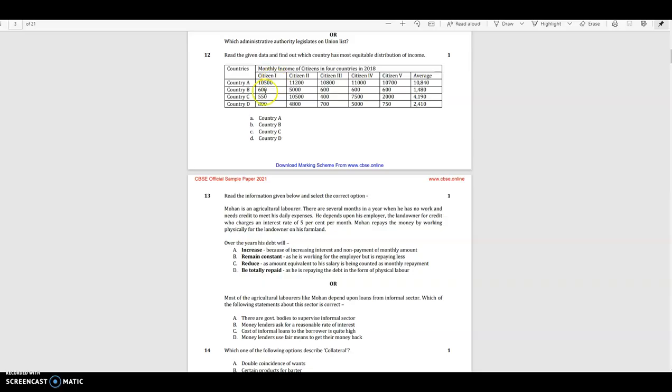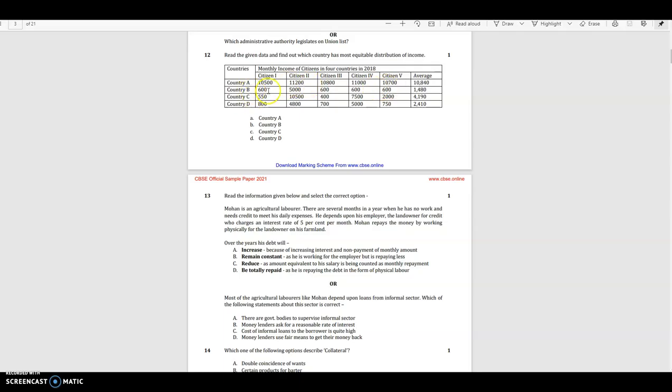Citizen 1, 10,500. Then citizen 2, 11,200. Citizen 3, 10,800. Citizen 4, 11,000. Citizen 5, 10,700. Then average 10,840. How do you calculate the average income of this country A? You have to add all this income and divide by the number of the citizens.